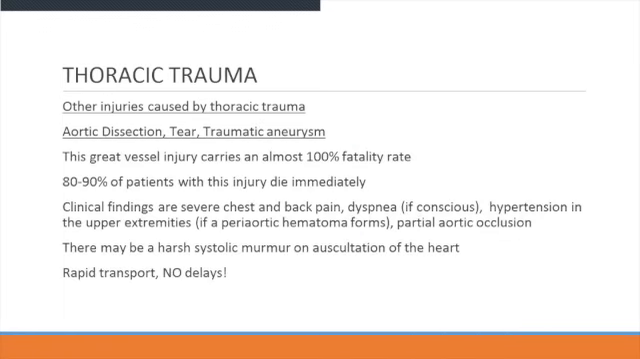Or other injuries caused by thoracic trauma. So yeah, aortic dissection, tear or traumatic aneurysms. This is where the great vessel injury carries about a 100% fatality rate. About 80-90% of the patients with this injury die immediately. Clinical findings are severe chest pain, pressure, dyspnea if conscious long enough, hypertension in the upper extremities if the patient's periaortic hematoma forms, partial aortic occlusion. There may also be a harsh systolic murmur on auscultation of the heart. Rapid transport, do not delay.